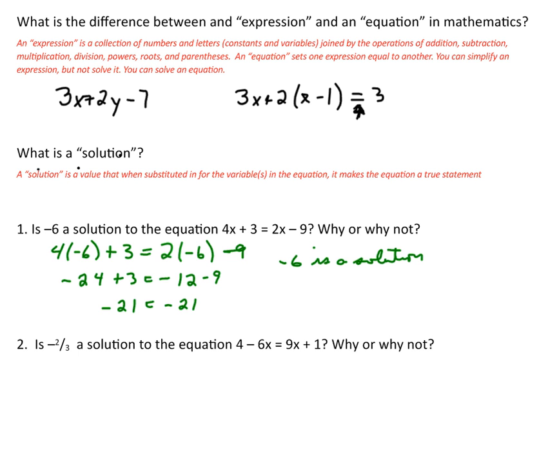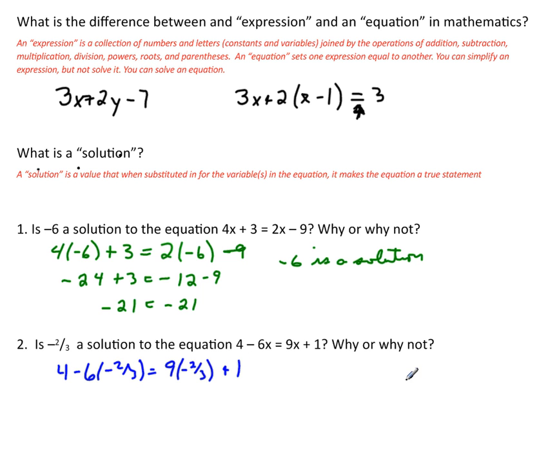All right. Let's try this next one. Is negative 2/3 a solution of the equation 4 minus 6x equals 9x plus 1? Well, this one might be a little bit of work because we're trying to substitute in a fraction. And I know a lot of people just tell me they don't like fractions, but that's okay. We can deal with it. 4 minus 6 times negative 2/3 substituted in for x is going to be 9 times negative 2/3 plus 1.